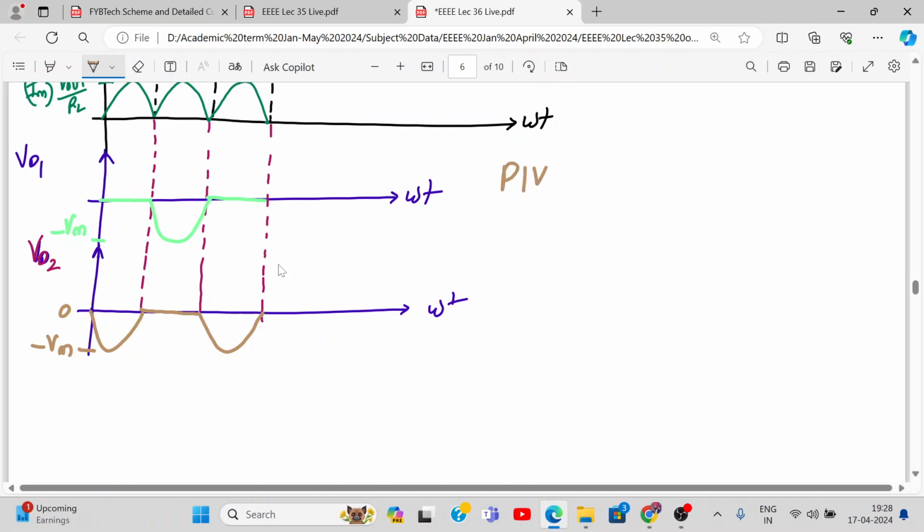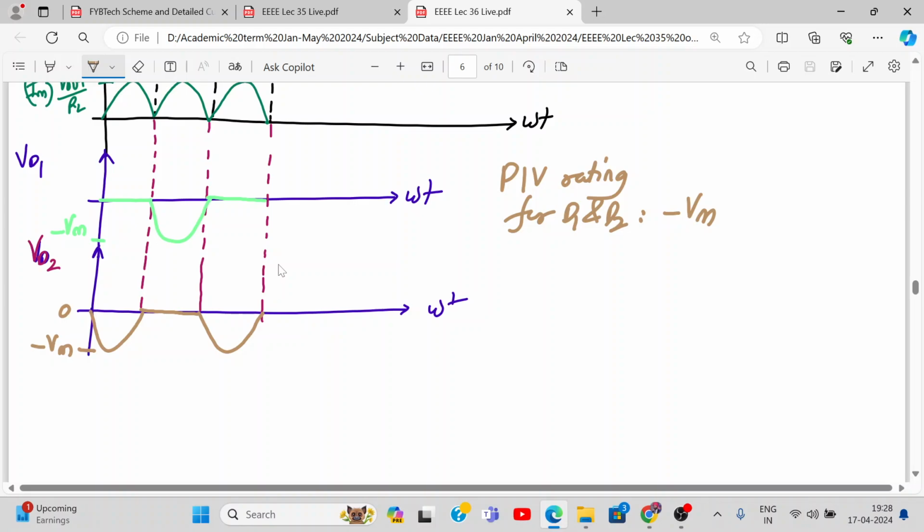So what is the PIV rating for diode 1 and diode 2 over here? It is minus Vm only. Meaning the diode should withstand a voltage of minus Vm across it without getting damaged. So this is the PIV rating of diodes D1 and D2. Understood this? Yes or no?